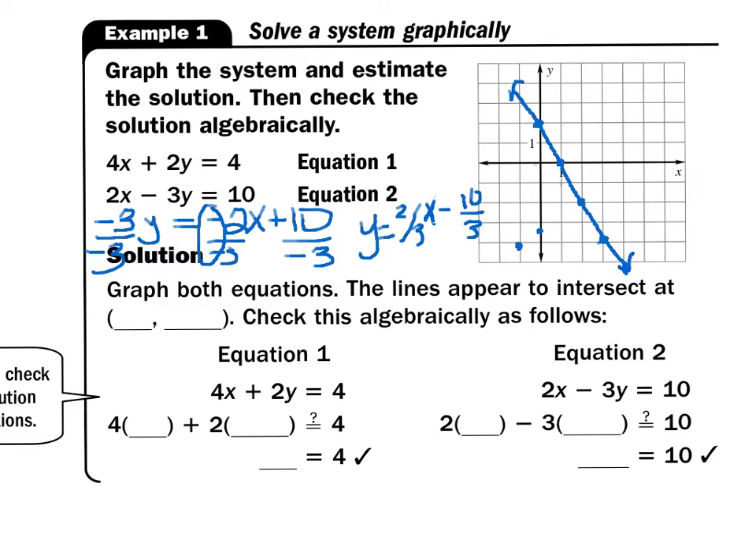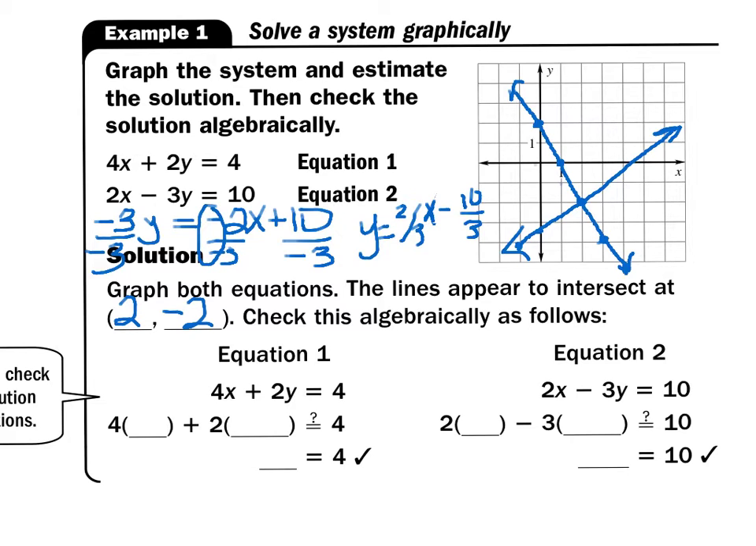Now, how about positive 2? If I put in a positive 2, that would be 4 thirds minus 10 thirds. It would be negative 6 thirds, which would be negative 2. So if I put in positive 2, I get a negative 2 out. And do you see that they would cross right there? So the solution is the point where they cross, which would be 2 and negative 2.